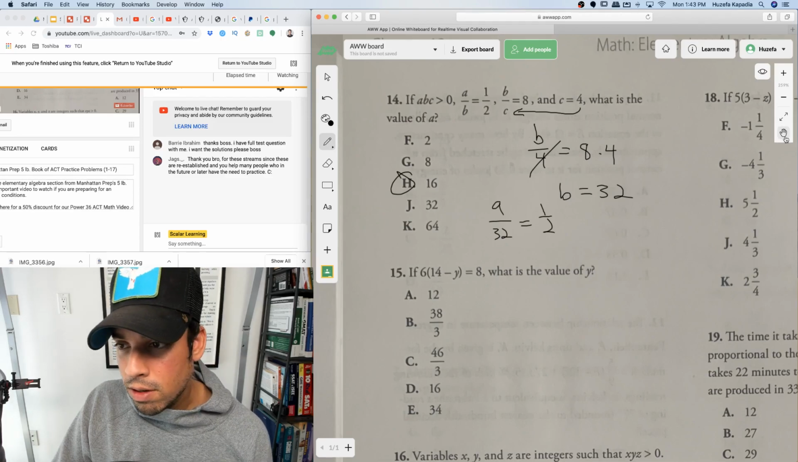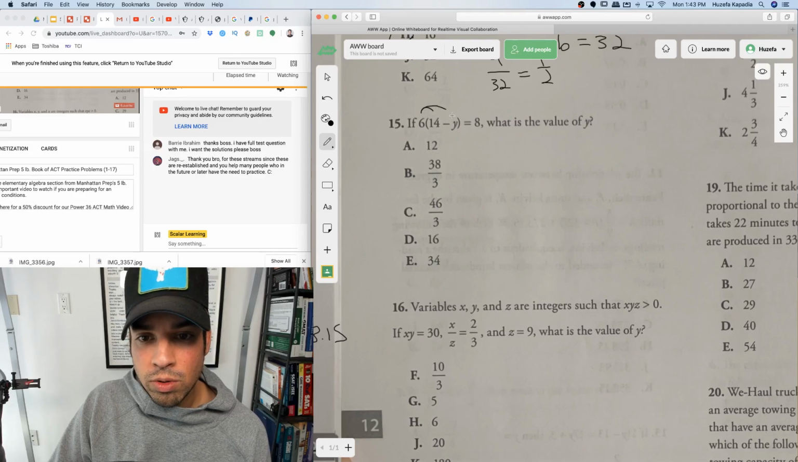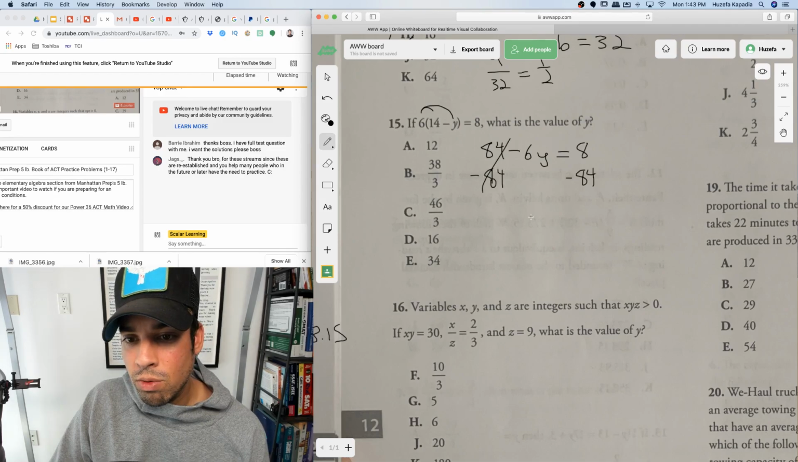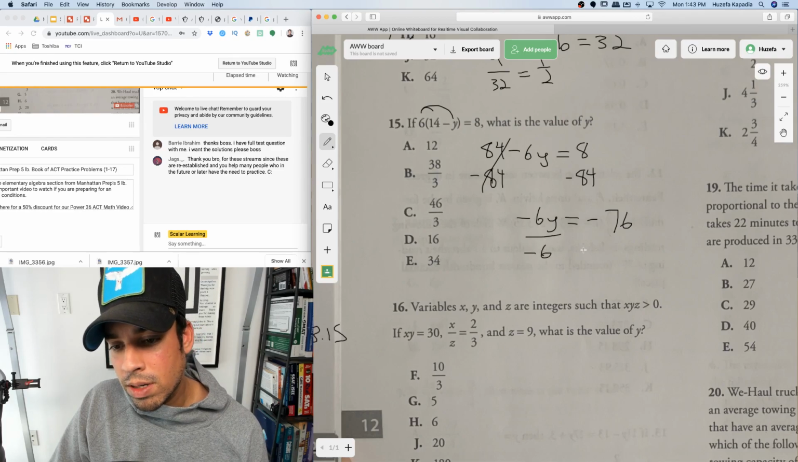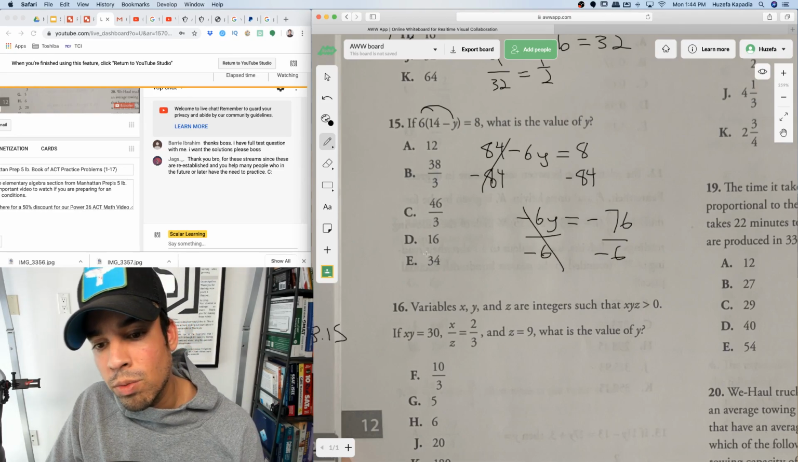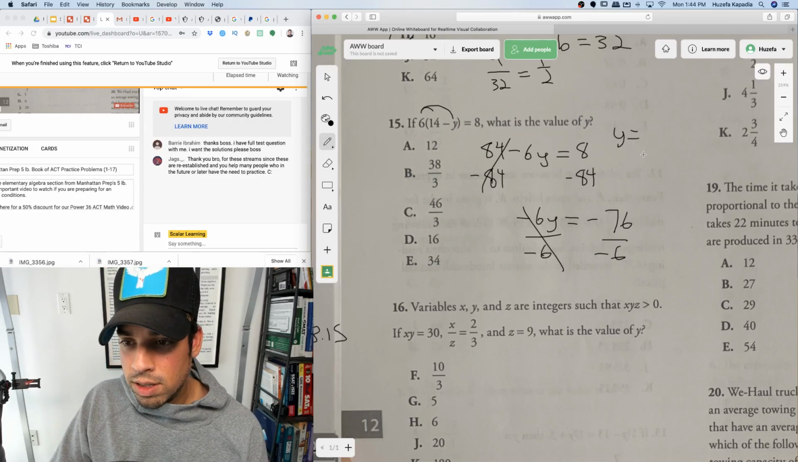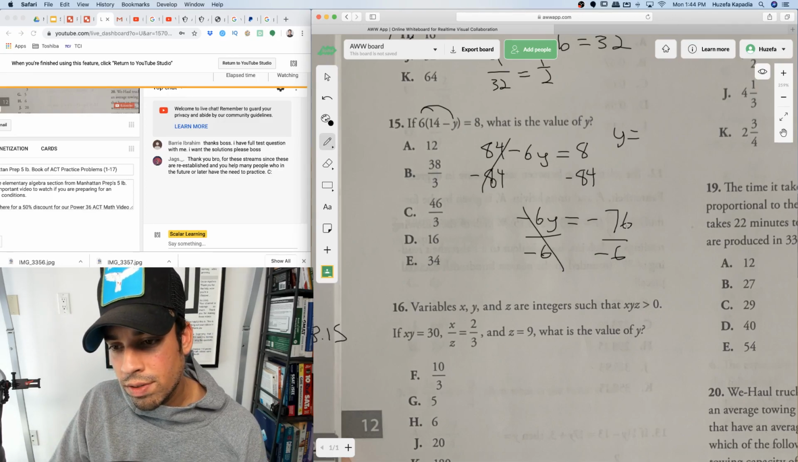So that's it. Okay. 15. What is the value of y? So I'm going to distribute. 6 times 14 is 84 minus 6y equals 8. Minus 84, minus 84. Negative 6y equals negative 76. Divide both sides by negative 6. So, of course, it's going to be positive if you want. So y equals, it doesn't go in exactly. Divide the top and bottom by 2. 76.